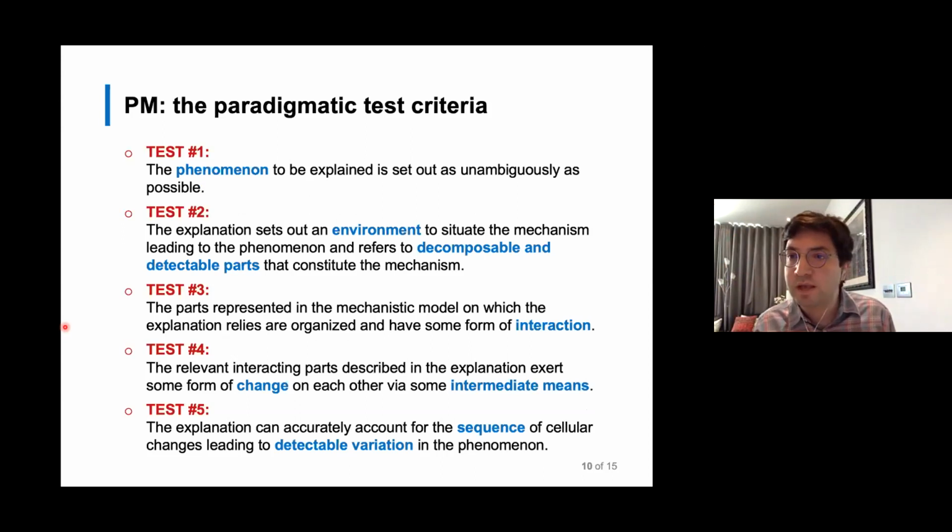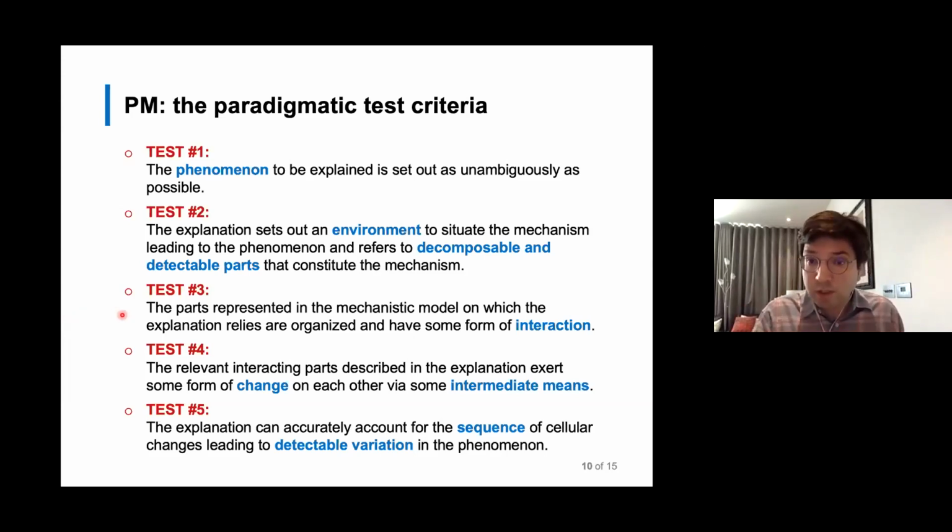They're not meant to be nested necessarily, one coming after the next, but it would make sense, for example, for one perhaps to follow the one prior to it. So, for example, we would obviously aim to have the phenomenon we are explaining to be as unambiguously stated as possible. That seems to be a truism, in fact. Test 2 looks for the context in which the mechanism we are explaining is situated, being composed of parts that could be, in principle, detected with various measurement tools in the lab.